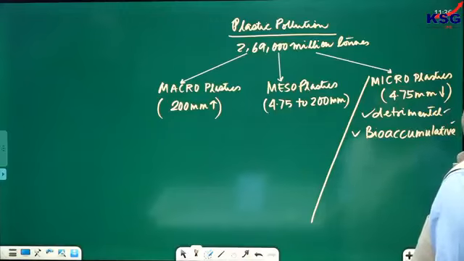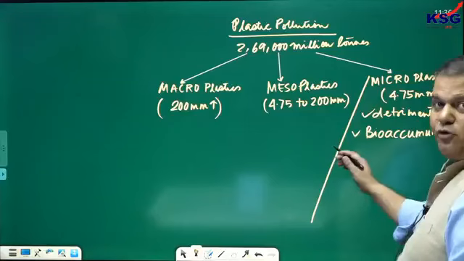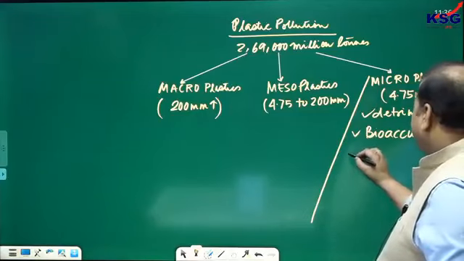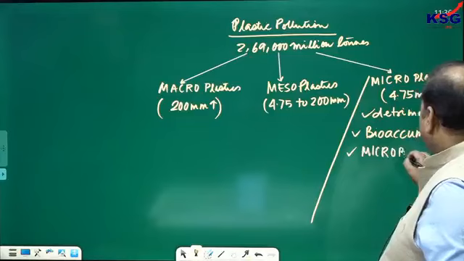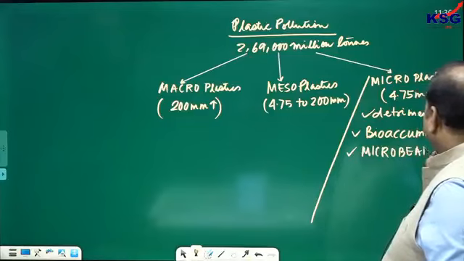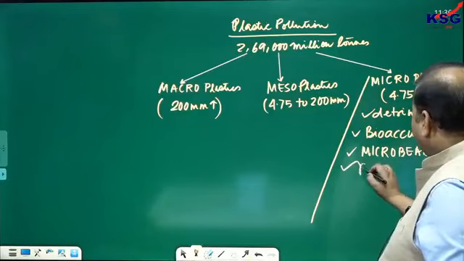Fine. So it is detrimental, bioaccumulative in nature, and we can see that microplastic is also referred to as what? It is referred to as microbeads or plastic beads.